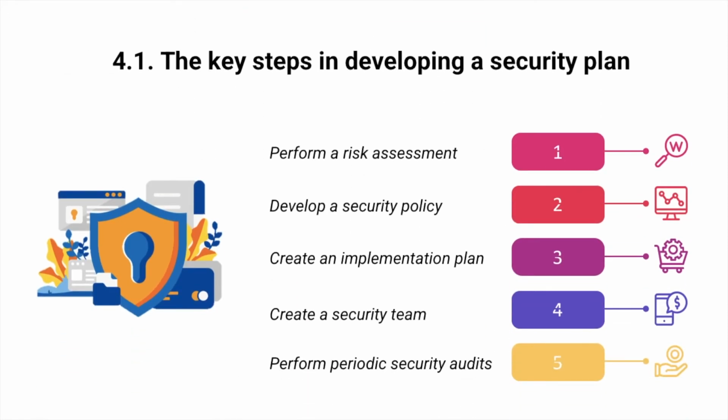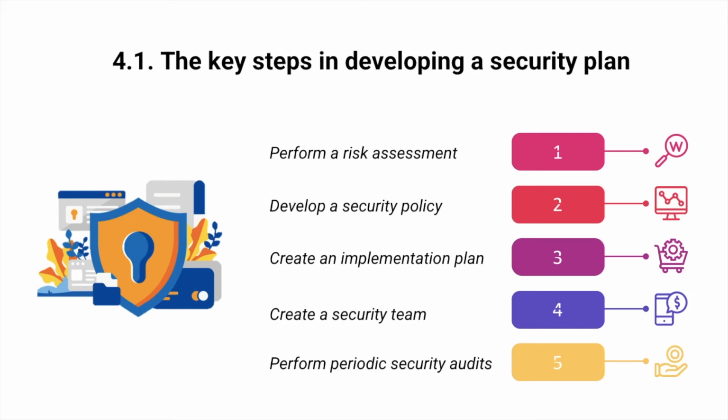To develop a security plan, we need to go through five steps. The first one is to perform a risk assessment, an assessment of risks and points of vulnerability. The second one is to develop a security policy, a set of statements prioritizing the information risks, identifying acceptable risk targets, and identifying the mechanisms for achieving these targets.